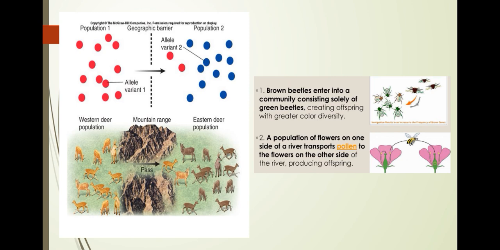Population 1, allele variant 1, allele variant 2, reaching population 2. Western deer population, mountain range, pass, eastern deer population. A brown beetle enters a community consisting only of green beetles, creating offspring with greater color diversity. Then a population of flowers on one side of a river transports pollen to the flowers on the other side of the river, producing offspring.